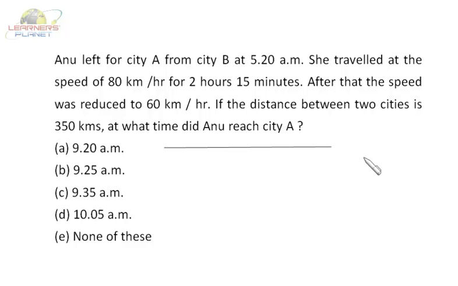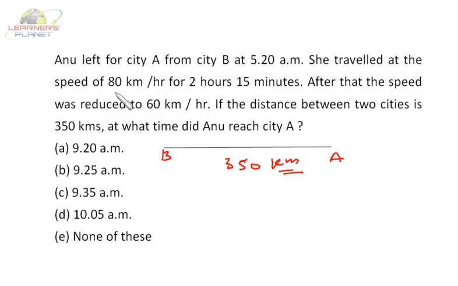Now friends, let's try this question. Anu left for city A from city B at 5:20 a.m. She traveled at a speed of 80 km per hour for 2 hours 15 minutes. After that, the speed was reduced to 60 km per hour. If the distance between the two cities is 350 km, what time did Anu reach city A?